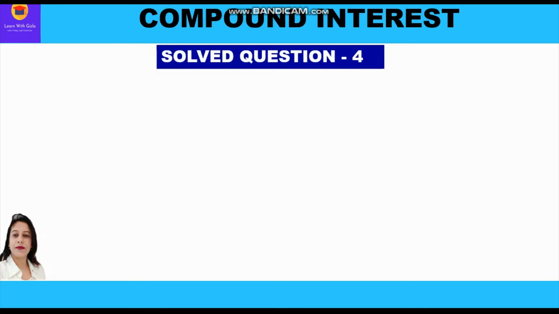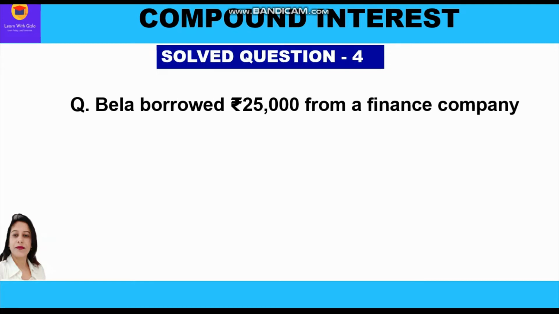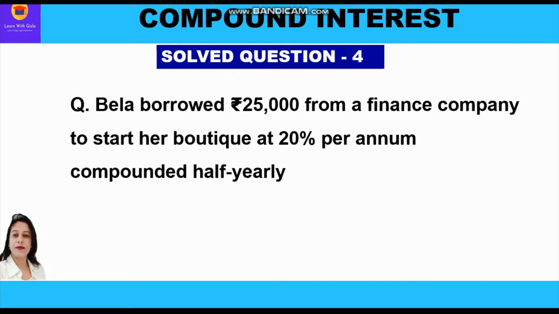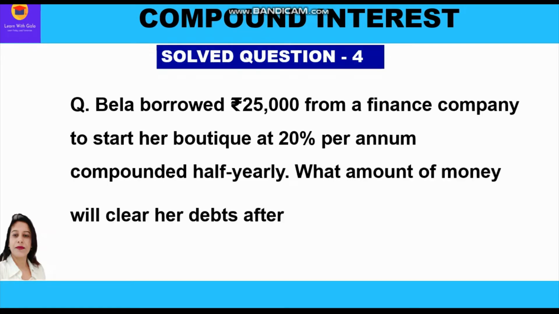Now in this video, we shall take up question where interest is compounded half yearly and we shall again solve it by unitary method as we are yet to start with formula method. So let's start with the question. Bela borrowed rupees 25,000 from a finance company to start her boutique at 20% per annum compounded half yearly. What amount of money will clear her debts after 1.5 years?